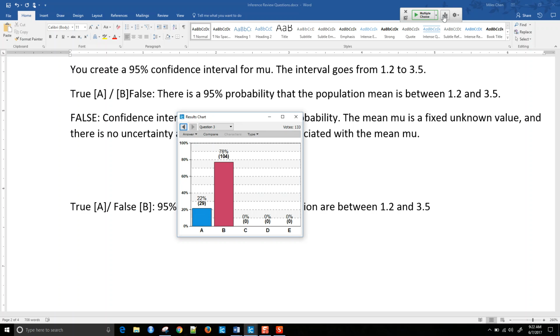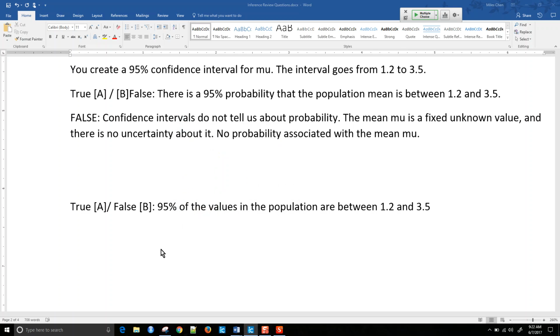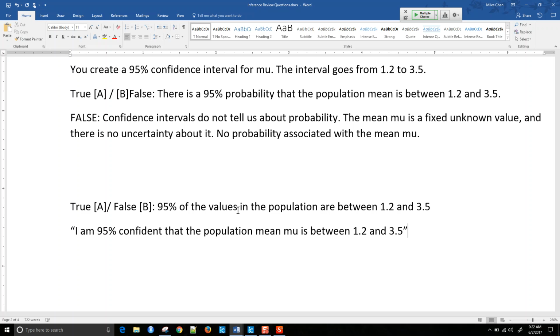Okay, let's see how you guys answered. And the answer is indeed B, false, okay? So the interpretation would be, I am 95% confident that the population mean mu is between 1.2 and 3.5, okay?